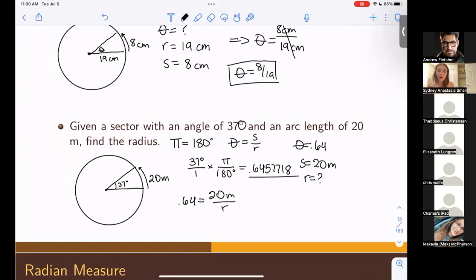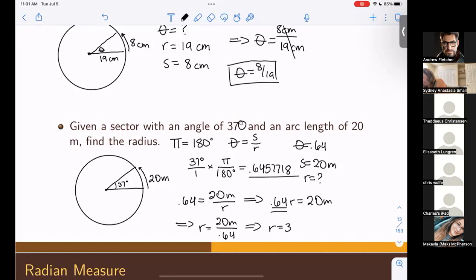I want this R out of the denominator because it's not doing us any good there. So then multiplying both sides by R, I get that 0.64 R is equal to 20 meters. Again, I want R by itself now, which I can do by dividing both sides by this 0.64 here. So that gets us that R equals 20 meters over 0.64. We know that's radians, it's implied. And when I do that division, I get that R is about 30.97 meters.